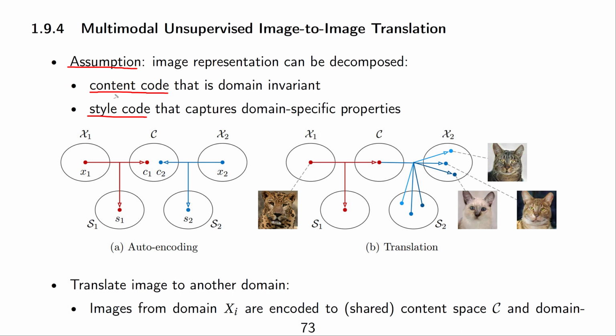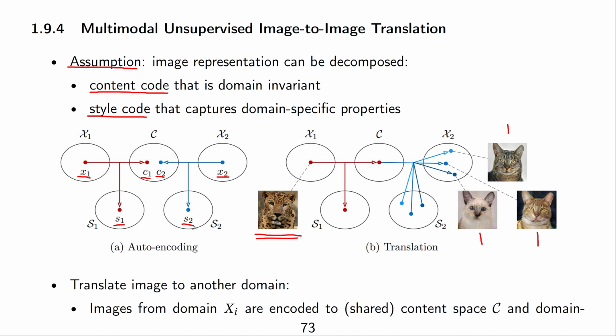And in this example, we're doing translation from one animal to another. So for example, a wild cat will be translated to 3 different house cats. What we want to do is basically train some form of an autoencoder such that one image x1 can be encoded into content c1 and style s1, and another image x2 can be encoded into content c2 and style s2.